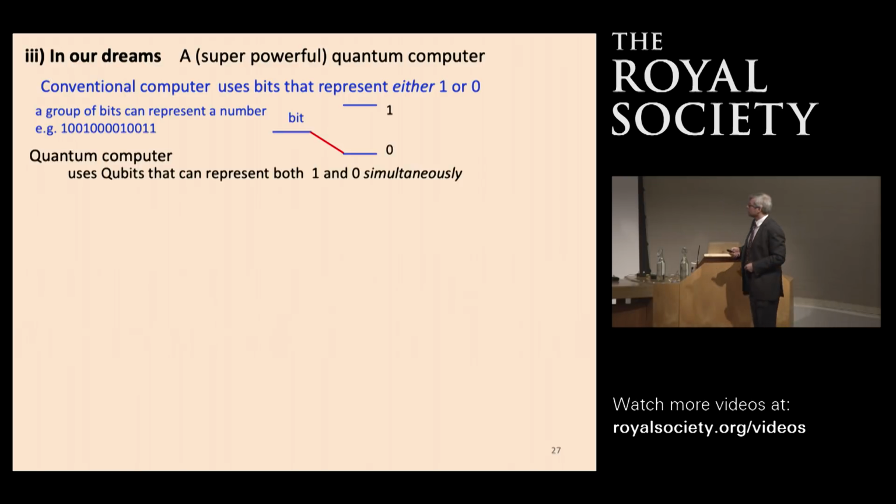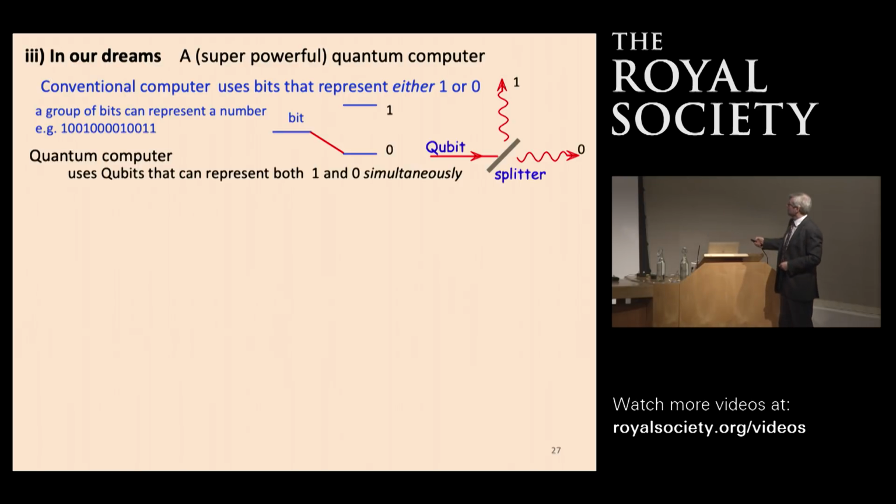Now here we come to the quantum bit. The quantum bit can go through a splitter. And after the splitter, the wave goes 2 ways. One way can represent 0, and the other way can represent 1. And the wave is going both ways simultaneously. So this quantum bit has the ability to represent both 0 and 1 together. And that means that a group of quantum bits can represent a great many numbers all at once. And that's the key to the thing.